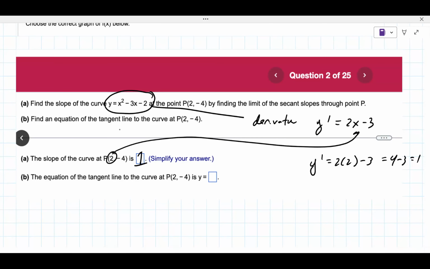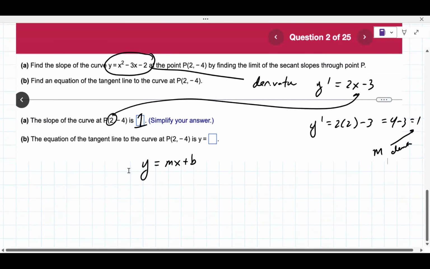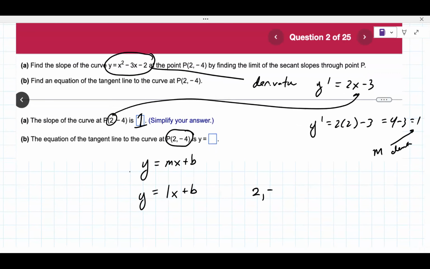So then for part B, you have to write the equation of the tangent line. Now the common one here is y equals mx plus b. Your slope comes from the derivative. The slope is the derivative. It's one of those things where it should be in your face over and over again, slope, derivative, derivative, slope, but it's not made that clear. But it's y equals 1x plus b. And then you've got a point here, 2 comma negative 4. That's your x and that's your y. Use that to solve for b.